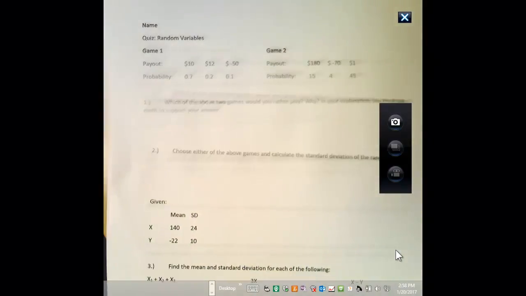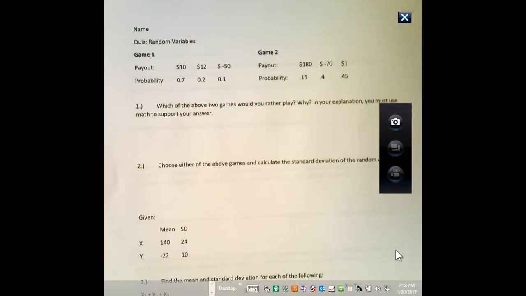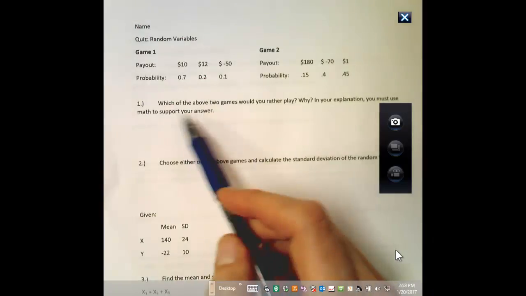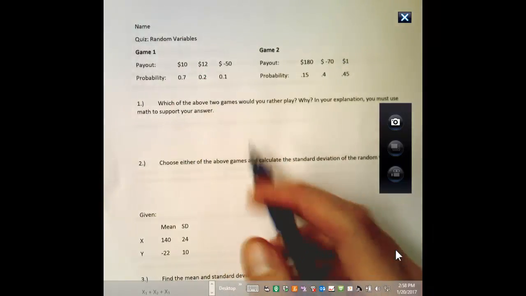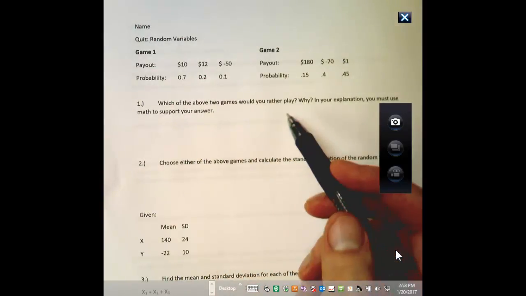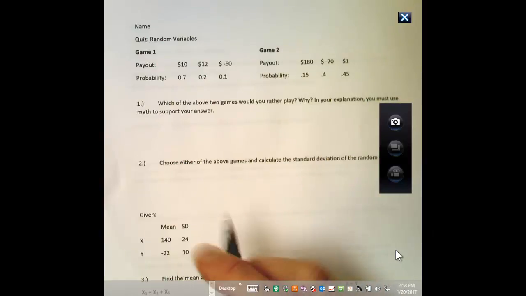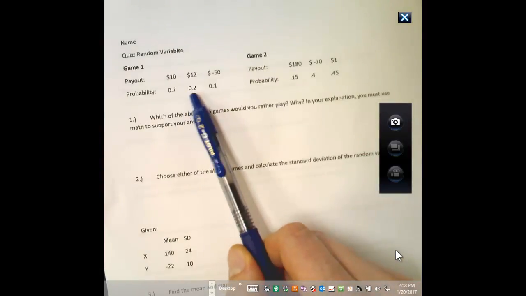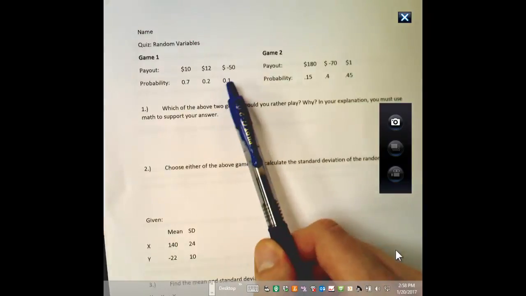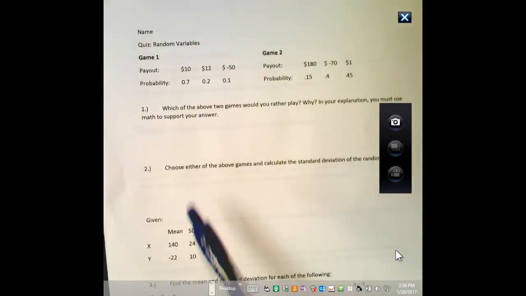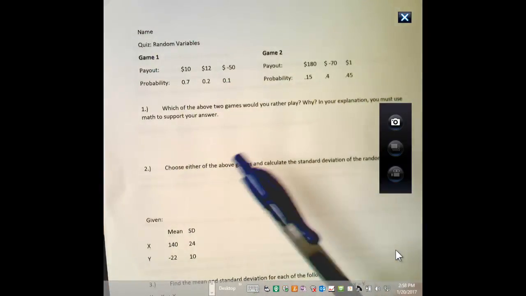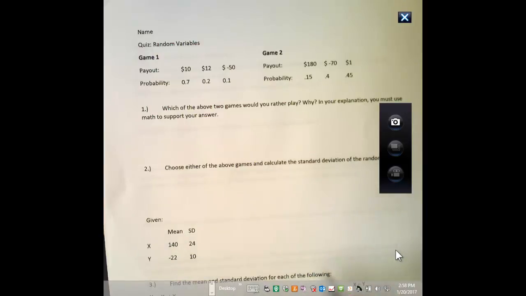Okay, so which of the two games would you rather play? Why? In your explanation, you must use math. So most of you figured out, in order to tell which one, I need to know the expected value. If I play game number one 1,000 times and average the outcomes, what will happen on average? Will it be a positive amount of money, a negative amount of money, or zero, or what?